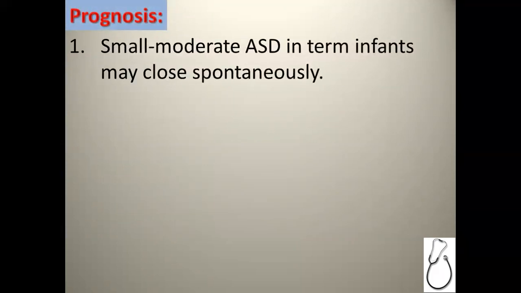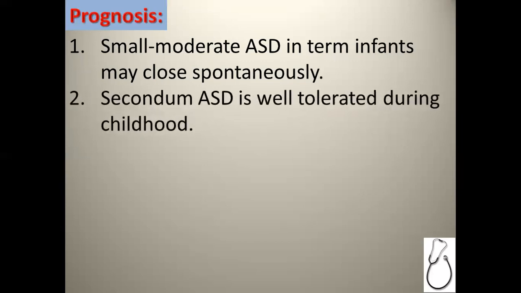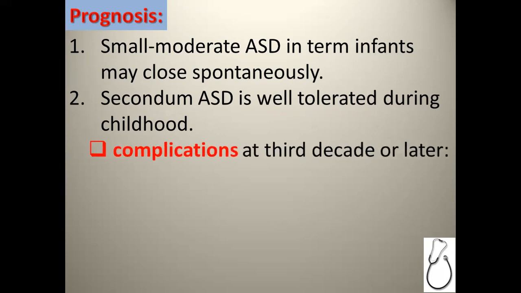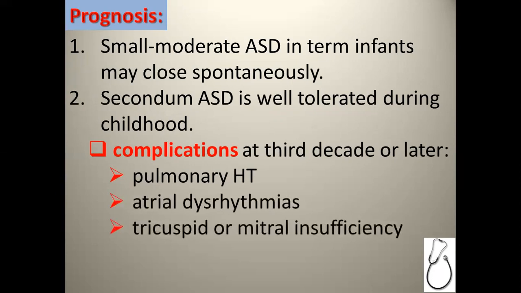Prognosis: small to moderate ASD in infants may close spontaneously. Secundum ASD is well tolerated during childhood, and complications do not appear until the third decade of life or later, which include pulmonary hypertension, atrial dysrhythmia, tricuspid or mitral insufficiency, and heart failure. These are the main points about the ASD.